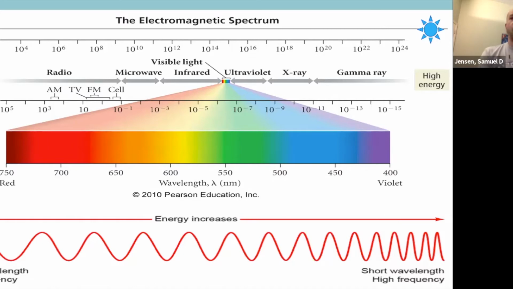from 10 to the 4th hertz up to 10 to the 24th hertz. That is obviously an increasing value. We have a low energy part of the spectrum, radio waves, and high energy in gamma rays. Our visible light that we perceive things in is that small little sliver in the middle.